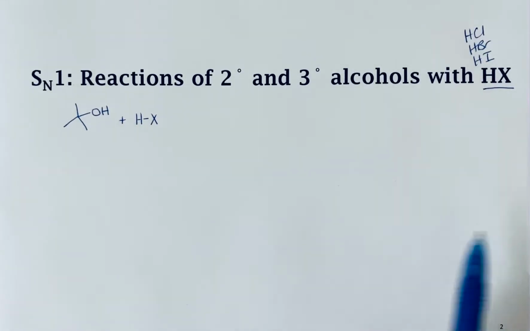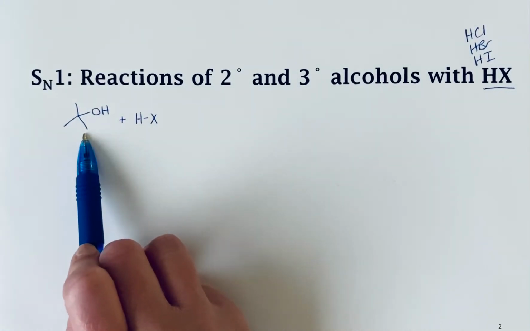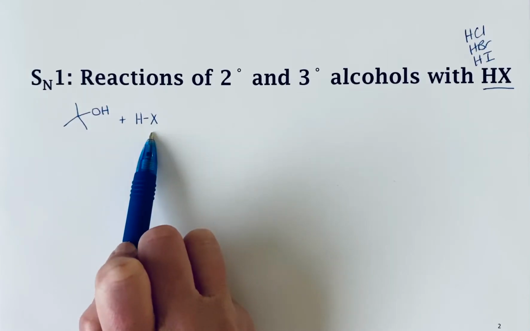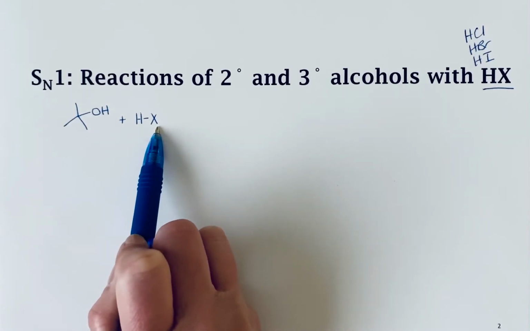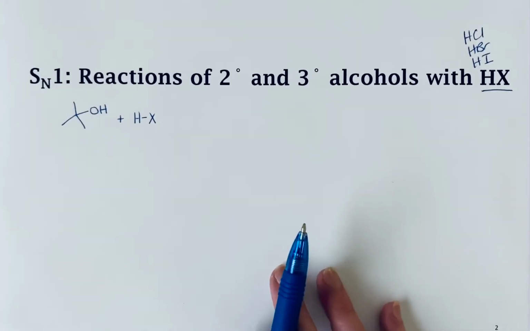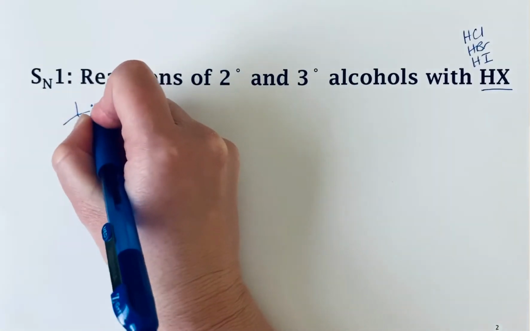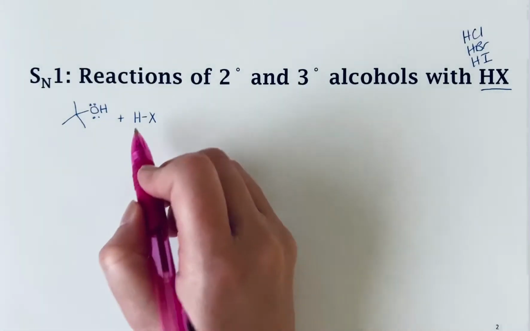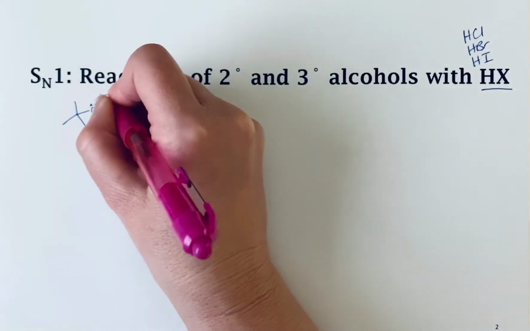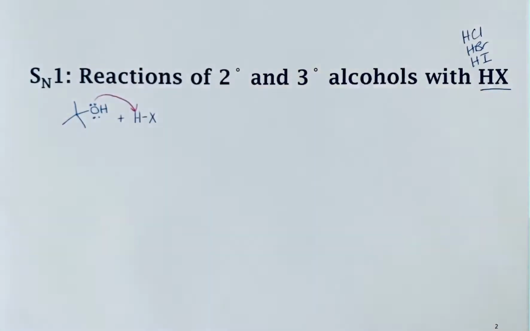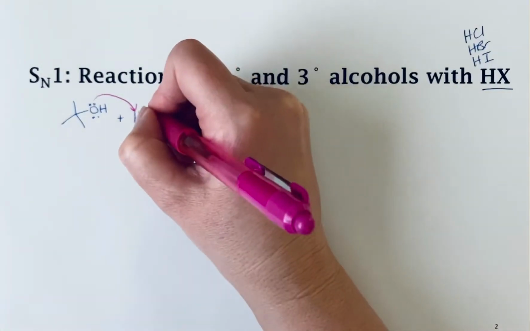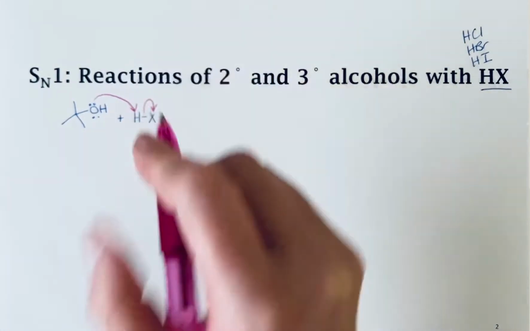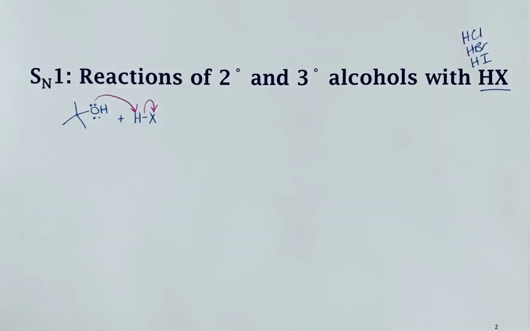Looking at this reaction mechanism, I'm showing a tertiary alcohol reacting with HX, and again, X could be chlorine, bromine, or iodine. The first thing that takes place in this reaction is the acid-base reaction between the oxygen and your acidic hydrogen. The alcohol acts as a base and grabs that acidic hydrogen, and then the bond between the hydrogen and the halogen is broken.